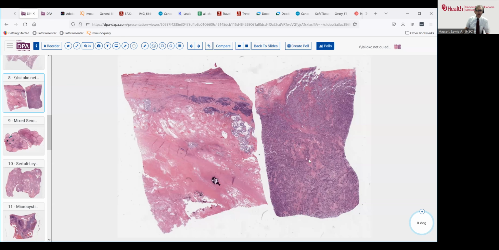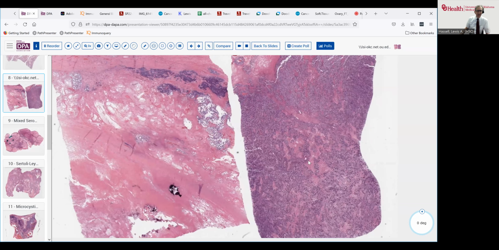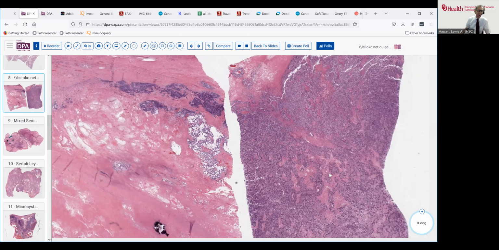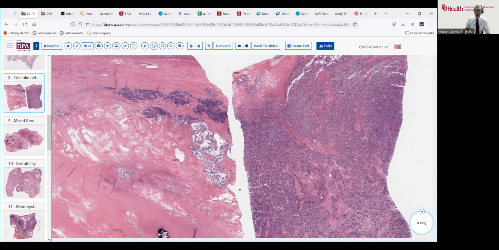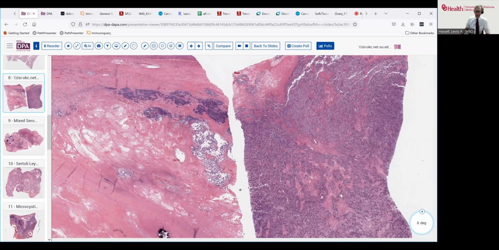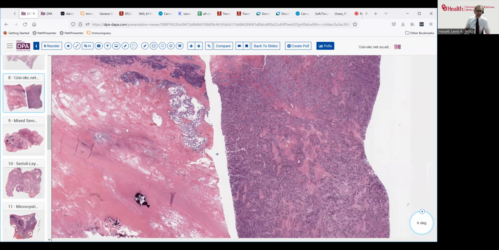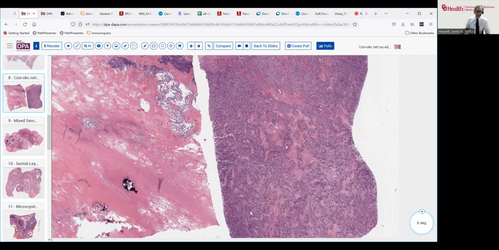Now, when they operate on a patient of that age, actually when they operate on just about any patient with an ovarian mass, they will usually do some preoperative serum markers looking for any potential tumor marker that could be useful in follow-up. So in this particular patient, the AFP was elevated, and that suggested to them that she might have a yolk sac tumor.